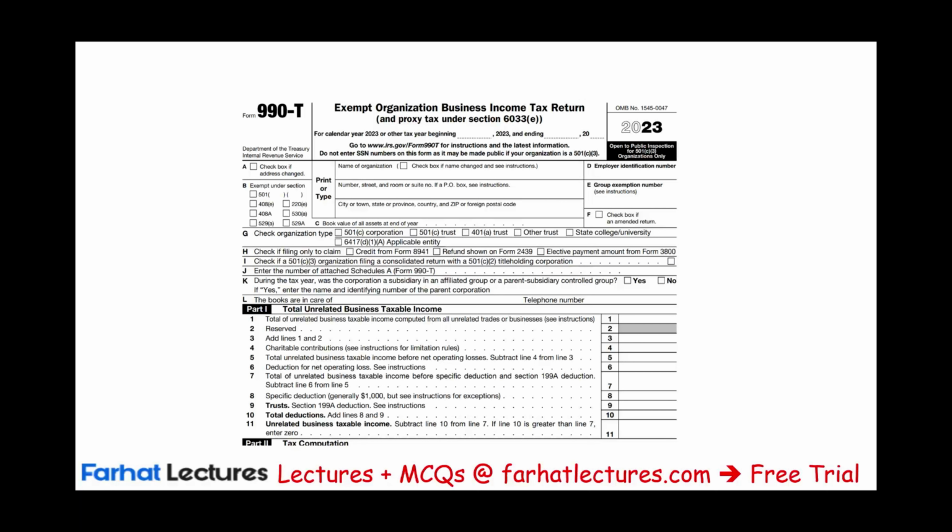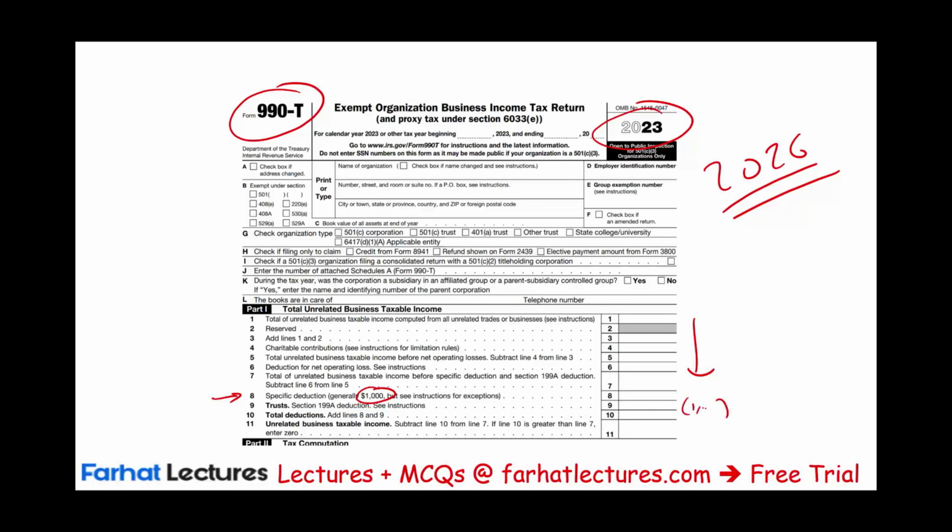Now, once you do have unrelated business income, you have to file Form 990-T. This is the form for 2023. You could be looking at this in 2026, 2027. It doesn't really matter, it's basically the same. There's always a deduction, and the deduction for the past decade has been $1,000. So simply put, if you have less than $1,000 in unrelated business income, you don't have to file. Why? Because if you do file, you're going to take the $1,000 deduction and you're at zero. So you don't need to do it.